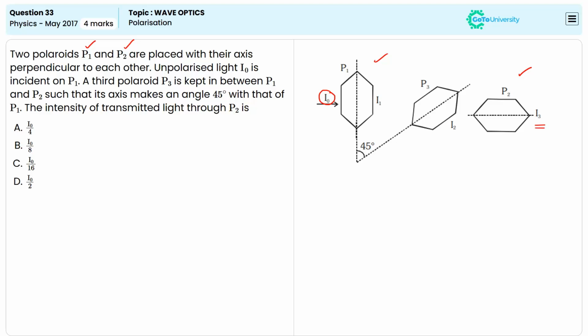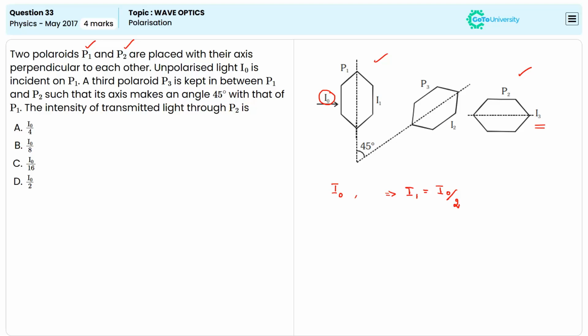P2? So first, we have to calculate the intensity of the polarized light when it is coming from Polaroid 1. So unpolarized light incident on Polaroid 1 has an intensity of I naught. After passing through P1, the light becomes polarized and half the intensity will be transmitted. So we can write I1, which is nothing but the light coming out of P1, will have an intensity of I naught over 2.